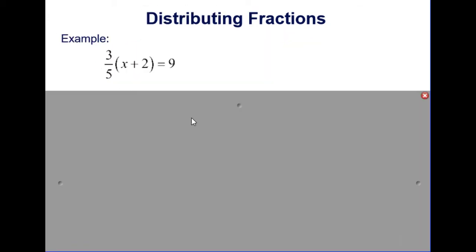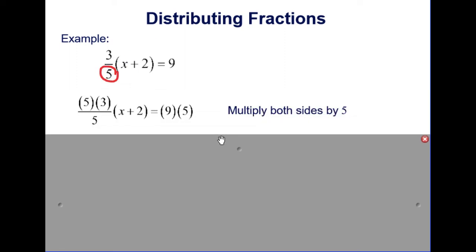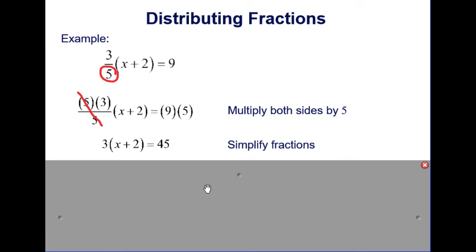Here's another example of an equation with a fraction, 3/5 times the quantity x plus 2 equals 9. Instead of distributing the 3/5, we can multiply both sides by the least common denominator, which in this case is going to be 5. That cancels out the denominator of 5 and leaves us with 3 times the quantity x plus 2 equals 45.